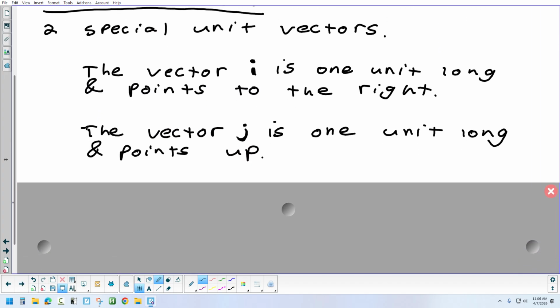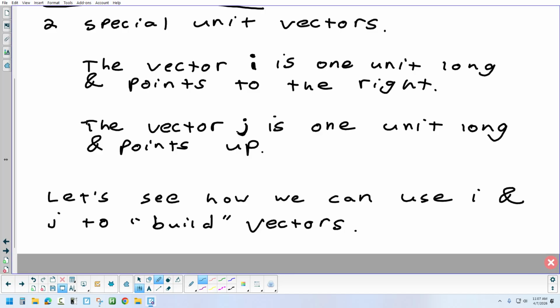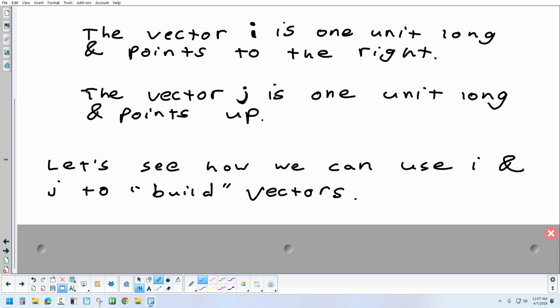Okay. Any question about what i and j look like? So the idea is we're going to take those i's and j's and stack them together to build whatever vector we want. So think of i's and j's as building blocks, and we'll connect them, as many as we need, to build whatever vector we want to build. And if we need to use half of an i, we can do that. Or we can use a third of a j. We can use parts of i and j.